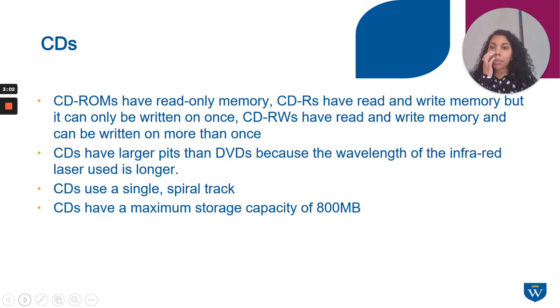CDs, okay, the information is stored in something called pits and lands. CDs have larger pits than DVDs because the wavelength of the infrared laser used is longer, so that's how they write the data, but it's also how they read the data. CDs use a single spiral track, and CDs have a maximum storage capacity of 800 megabytes.